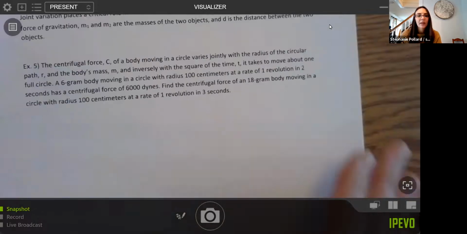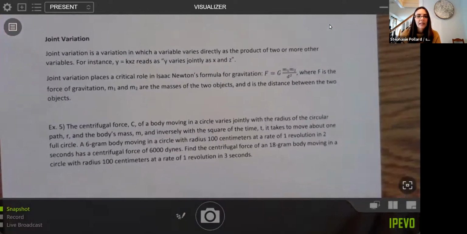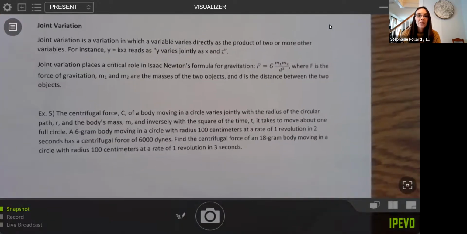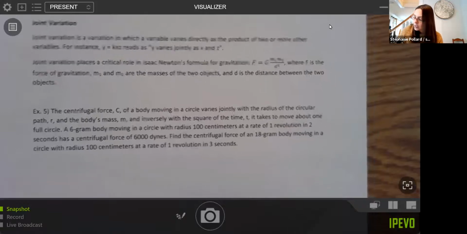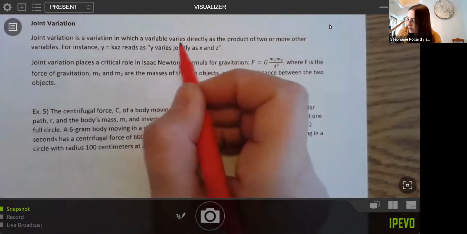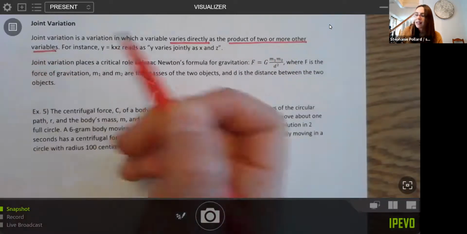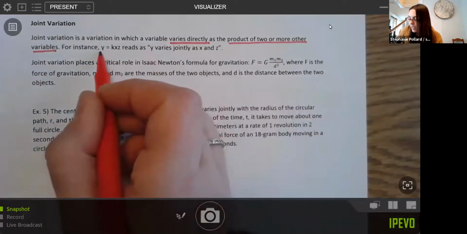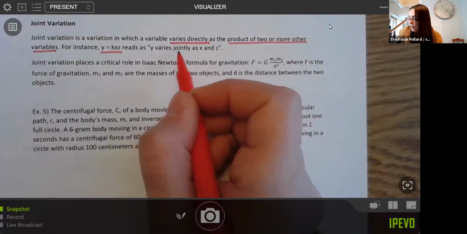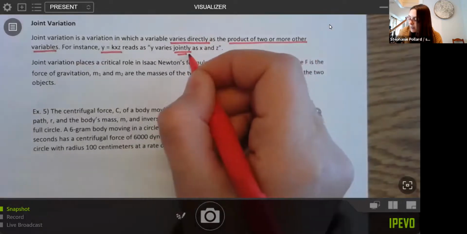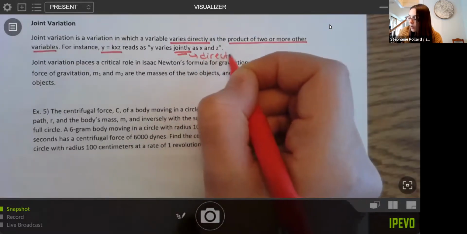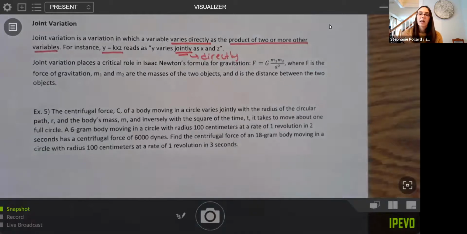All right, one more example here. So kind of another way to combine things. This is called joint variation. And joint variation is variation in which a variable varies directly as the product of two or more variables. So basically, it's just that. So something like y equals kxz. So instead of using the word direct over and over again, instead of saying, oh, it varies directly as x and directly as z, we use the word jointly. Whenever you see jointly, it means that all those variables vary directly.